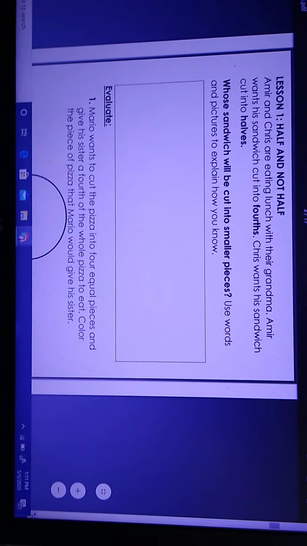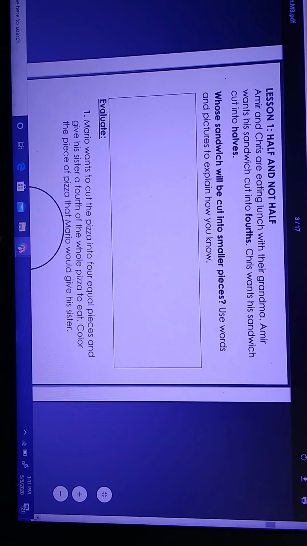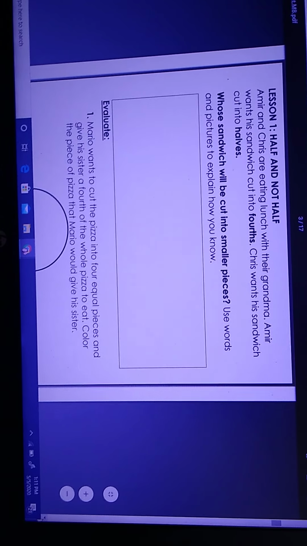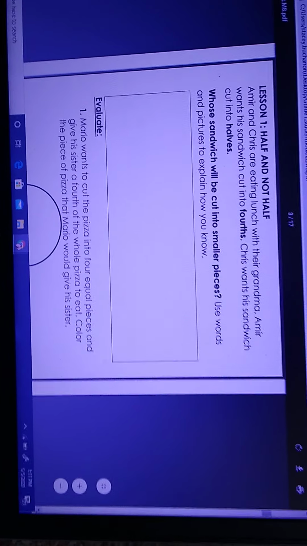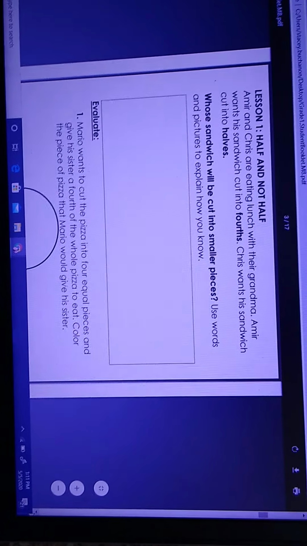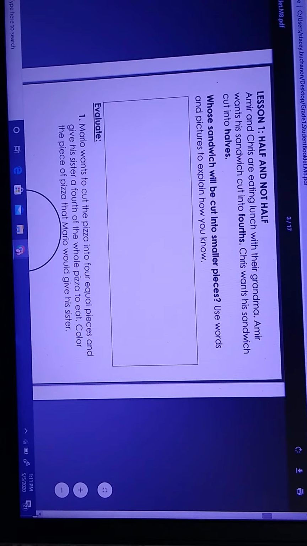So the first sentence says, Amir and Chris are eating lunch with their grandma. Amir wants his sandwich cut into fourths. Chris wants his sandwich cut into halves. Whose sandwich will be cut into smaller pieces? So I drew 2 squares, and you can do this with me. You can draw 2 squares. Those are going to be my sandwiches.